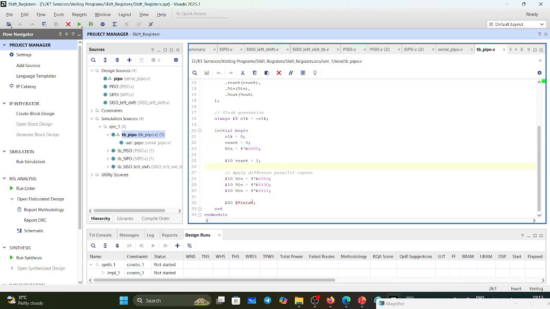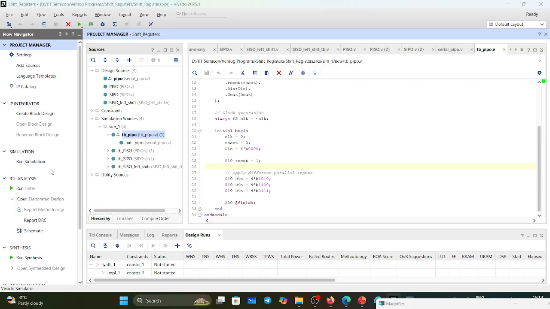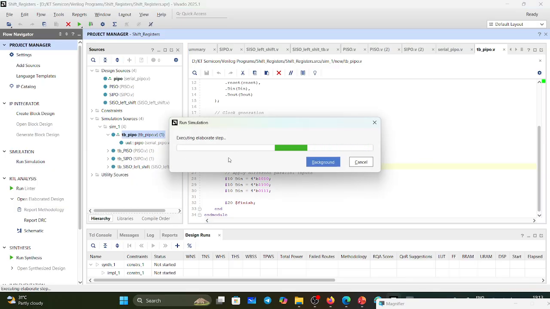So here the parallel data you are giving is 1010. Okay, and next 1100, and 1010 means nothing but A, no, 1100 means C. Okay, 0111 means you are giving 7. Okay, so after 20 time units you are closing the simulation. Okay, you are ending the simulation. Okay, so this is the test bench, based on the test bench only you will get the output. Okay, so run simulation, run behavioral simulation.